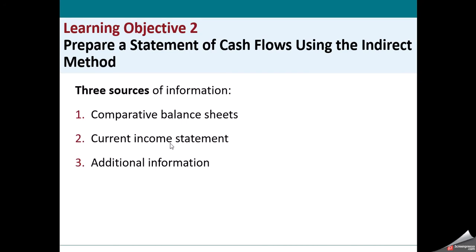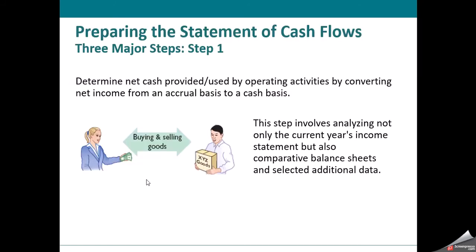The current income statement we will use because we will pick out the net income from that statement. We will pick out depreciation expense from that statement. And then sometimes there's additional information that is given to us, and that will factor in as well. So here we have, again, our first step is preparing the operating activities. And I feel like it's the hardest step, to be honest.